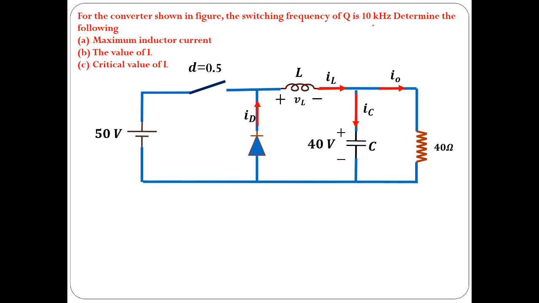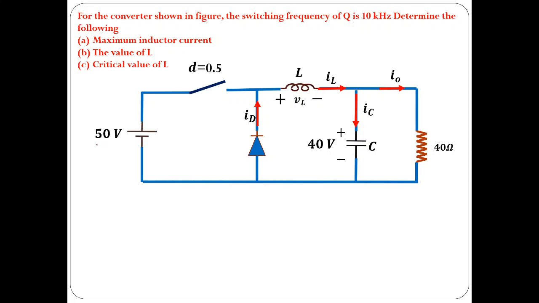10 kilohertz corresponds to a 100 microsecond switching period, right? 1 by 10 kilo is the same as 100 microseconds. So that is the switching time. And what is the duty ratio? Duty ratio is 0.5. Now for this particular case, find out the maximum inductor current, the value of inductance and the value of critical inductance.